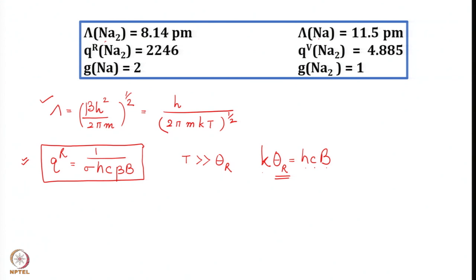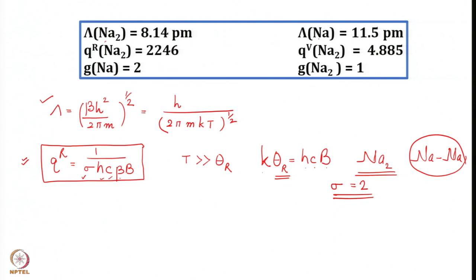B. We are dealing with Na2, let us say, first we will talk about Na2. So, if I put like this Na, a rotation by 180 degree leaves the molecule in an indistinguishable state. Therefore, in one complete rotation, the same state will appear twice. That means sigma in this case is equal to 2. You know the value of sigma now. You know the Planck's constant, speed of light, beta is 1 over kT and B is given to you. Once you substitute this, you will see that you get a QR value of 2246.